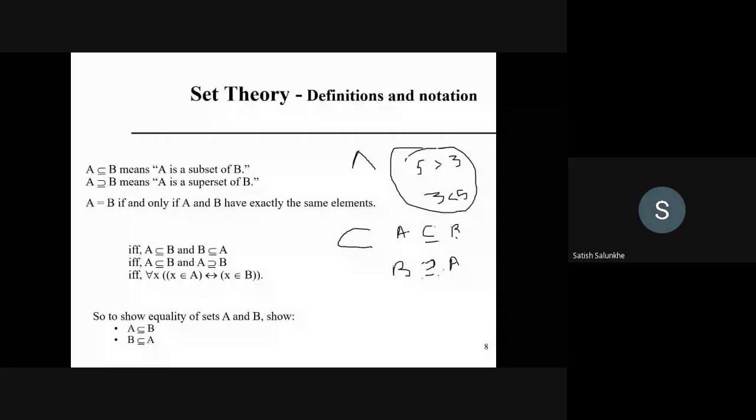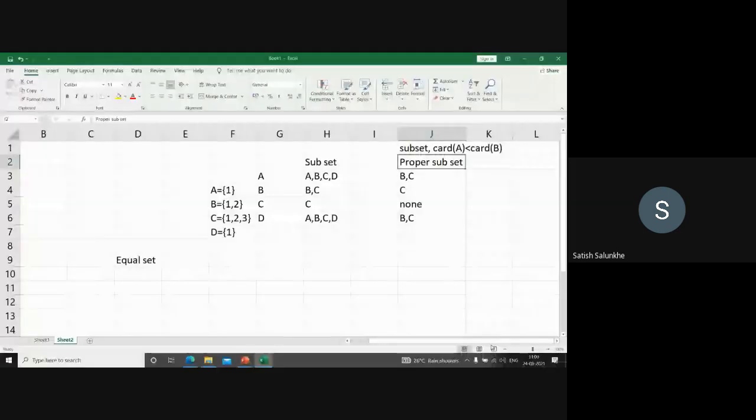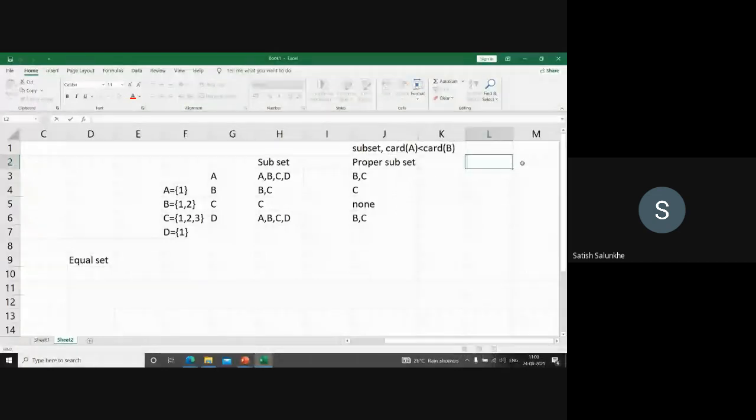So for subset, this is the notation. For superset, this is the notation. For proper subset, this is the notation where the equal sign is not there. For proper superset, this is the notation where the equal sign is not there. Is it clear?